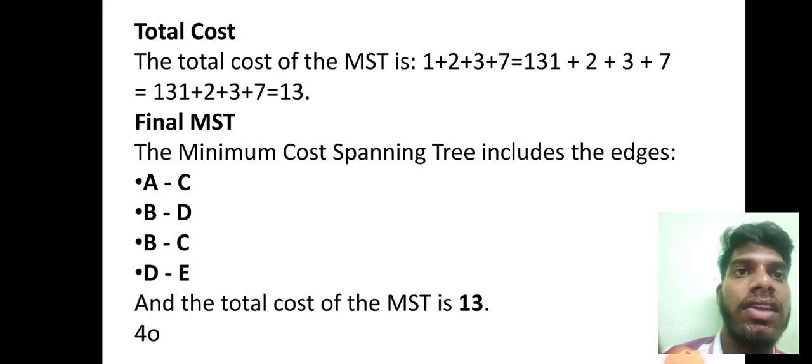Total cost. The total cost of the minimum spanning tree is 1 plus 2 plus 3 plus 7 equals 13. Final MST. The minimum cost spanning tree includes the edges A to C, B to D, B to C, D to E, and the total cost of the MST is 13.